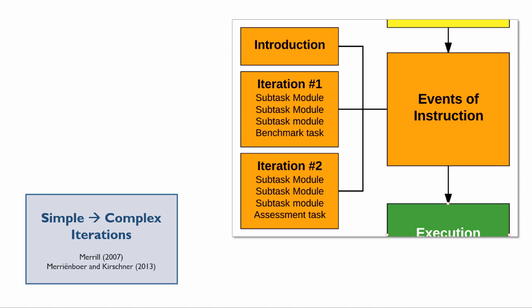It also builds in, or it has the possibility for multiple iterations. So you can see in this model, it has 2 iterations that are included in the events of instruction. And basically, the last iteration is the most complex iteration. It's your end goal. What complexity level are you hoping for them to be able to handle at the end of the unit? And then what you can do is you can go backwards depending on where the students are starting out and reduce the complexity in previous iterations.